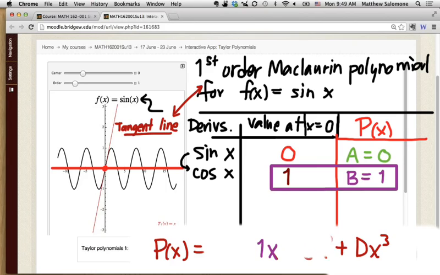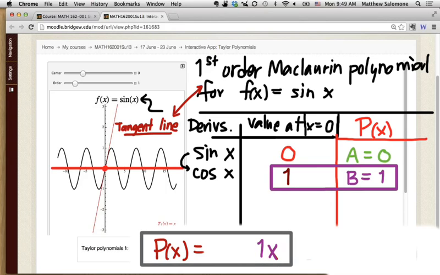And if we forget that the rest of this is here, if we just take this expression up to first order, this is the answer to our original question. The original question is, find me a first order Maclaurin polynomial for f of x equals sine x. Here it is, p of x equals x. And the graph of that function is actually the graph that's shown here on the app, the graph of y equals x, which happens to be exactly a tangent line to f of x equals sine x, passing through the point x equals 0.